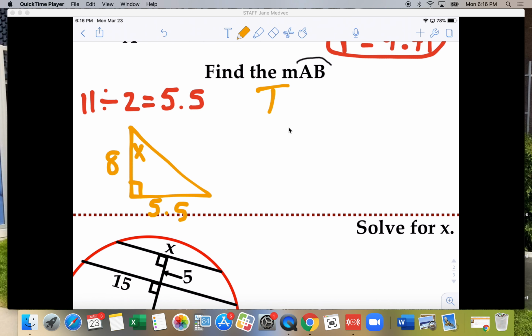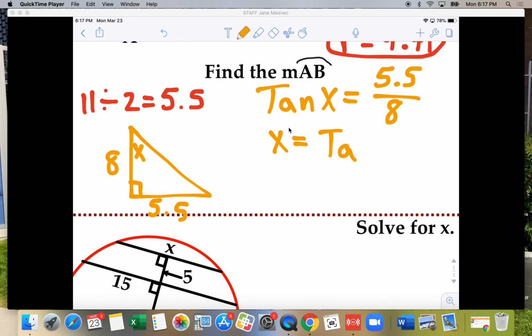So I'm going to go tangent of X equals opposite, which is 5.5, over the adjacent, which is 8. So opposite over adjacent. I need to find X. So what I'm going to do is go X equals the inverse tangent. If you remember finding the angle measure when we use trig. And if you take the inverse tangent of that, you end up with 34.51.